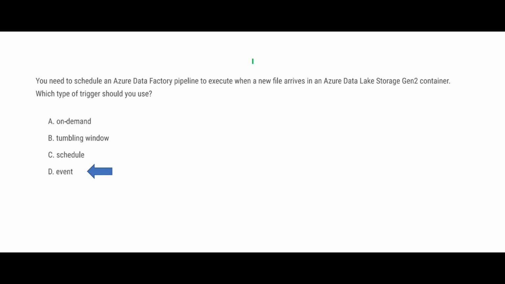Schedule, we use when, suppose we know at night 9 p.m. every day I have to run this job. But this question is not telling you so. On demand means I will not wait, I will myself manually run the job on demand. That will not help. You have to run it when the file comes, not when you are free.